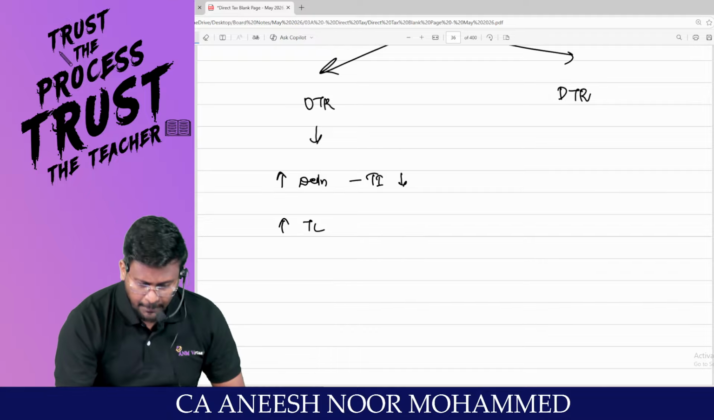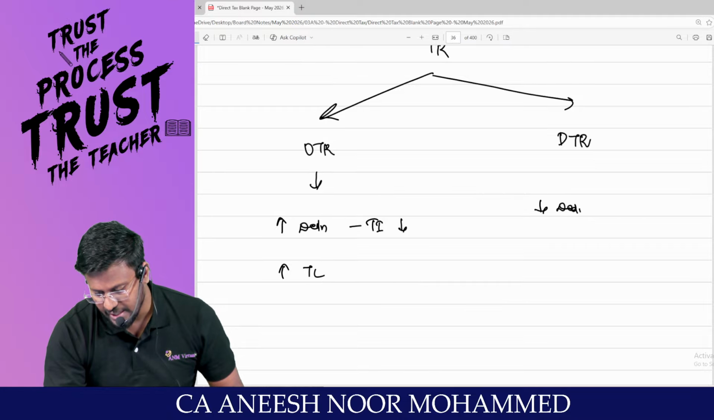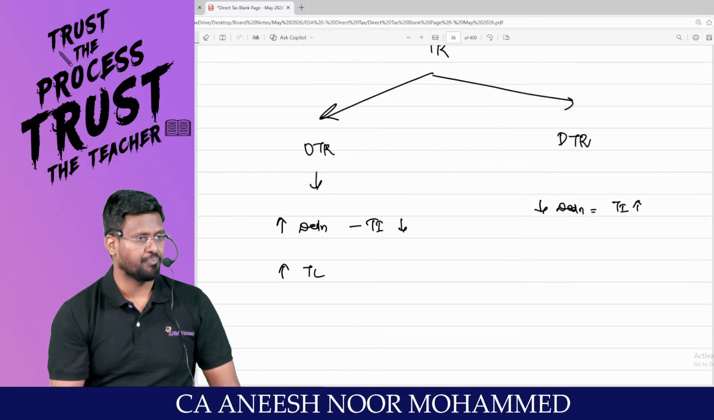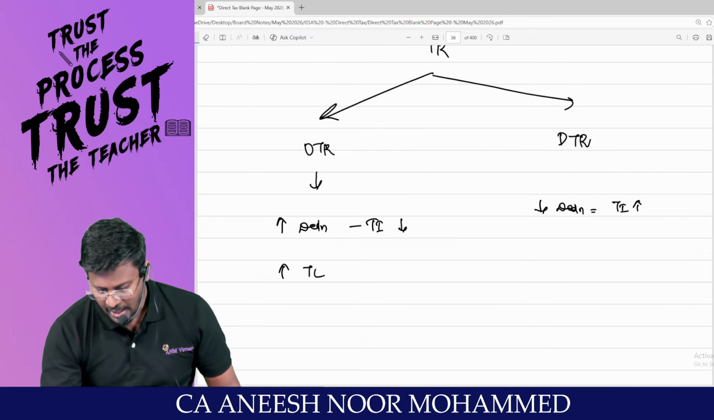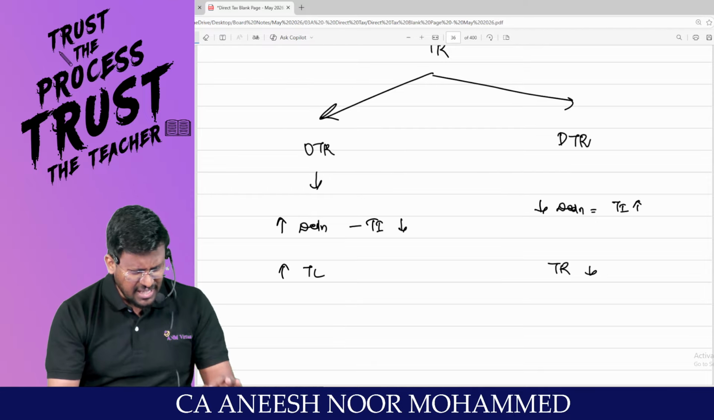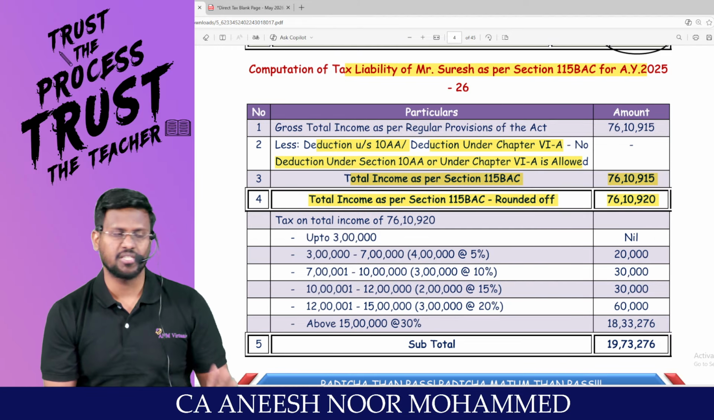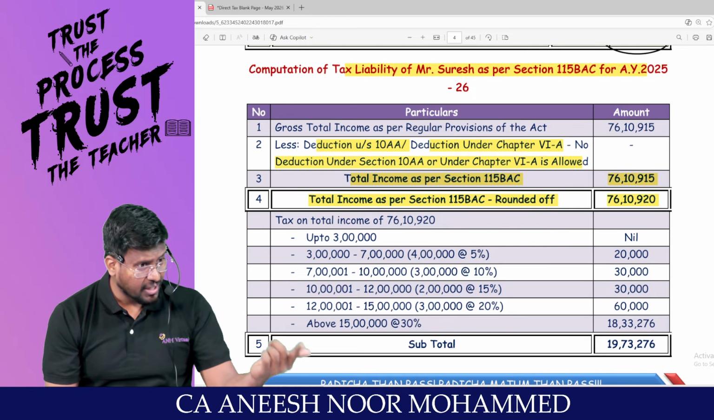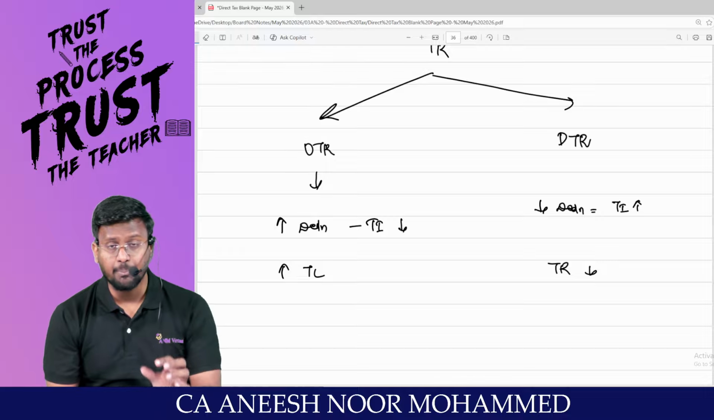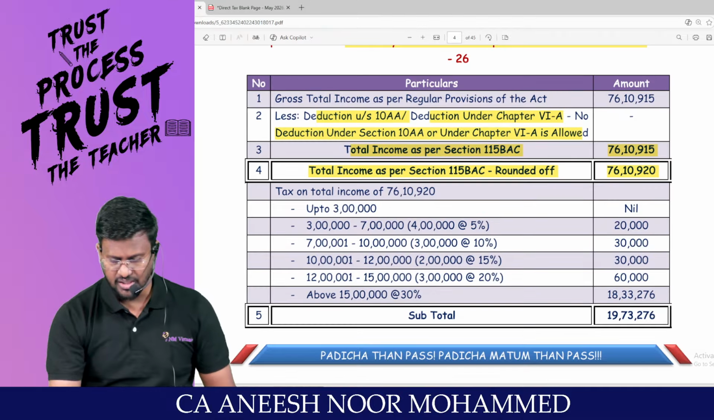What is the scheme of the default tax regime? You will be having less deduction. Then automatically the total income will be higher, and the tax rate will be lower. That means up to 15 lakh, my dear lovable students, there is no 30% slab. In excess of 15 lakhs only the 30% slab will come. Whereas in the optional tax regime, beyond 10 lakh itself, the 30% slab will come. Are you understanding the logic?